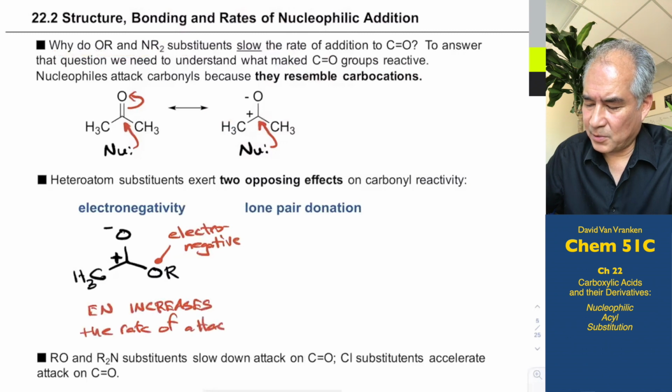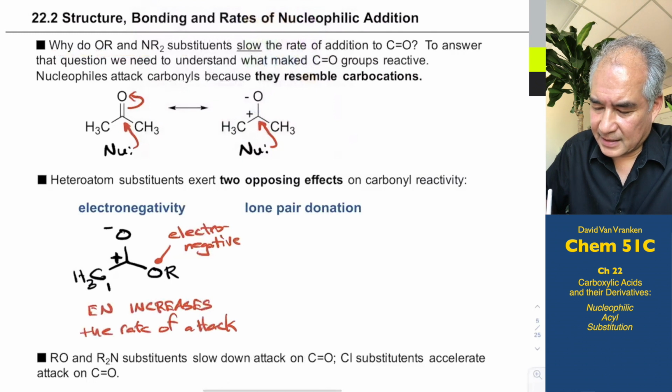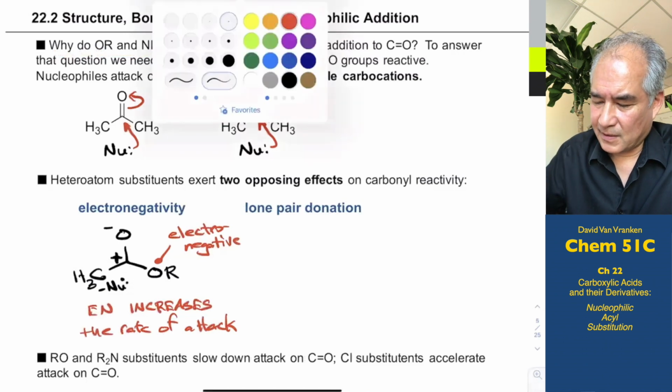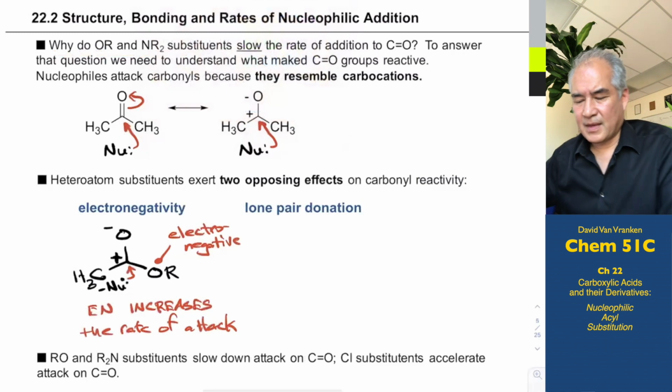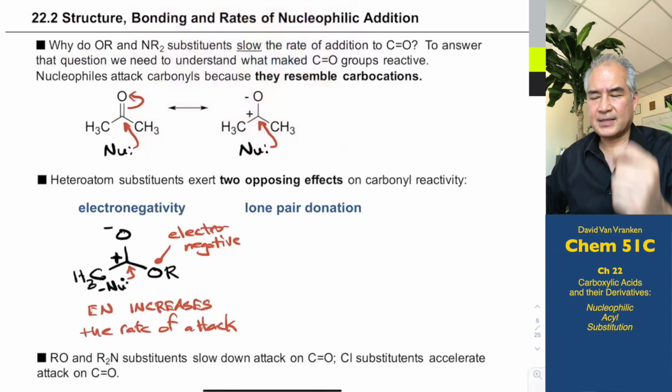So let me go ahead and draw the nucleophile attacking there, just so we can get comfortable with this idea that if you have some nucleophile, I'll give it a negative charge, that should attack more quickly. Well, let me use my red color here for that attack. So that carbocation center should be more reactive because oxygen is electronegative.